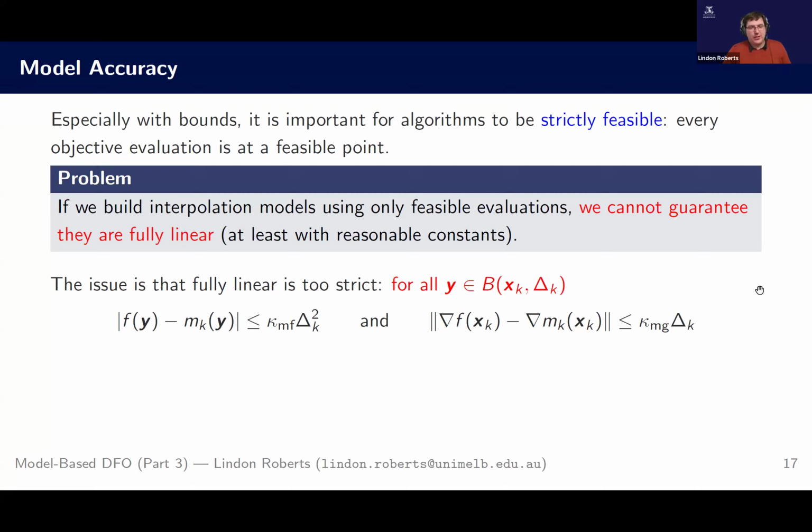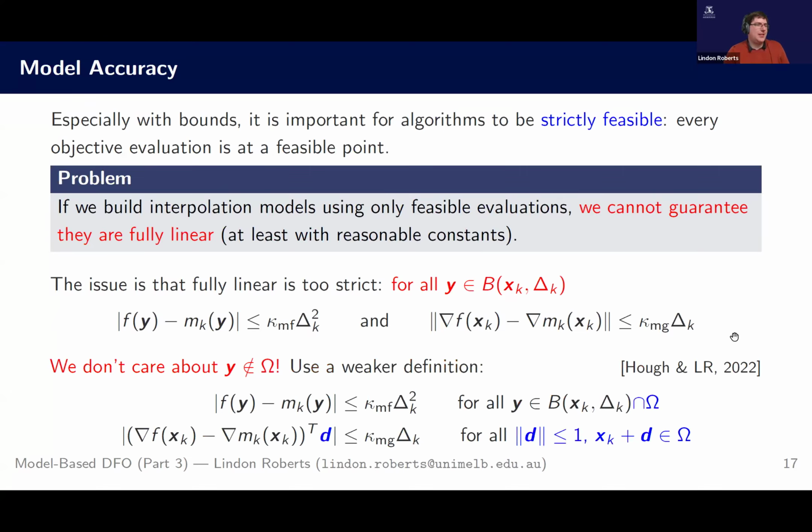However, if we're asking for a strictly feasible model, we don't actually care what happens to all the points inside the trust region. We only care what happens to the feasible points inside the trust region. So we can change our definition to something that's easier to satisfy. This is something that I did a few years ago, where we modify our definition of fully linear to say instead of it being for all y, it's for all feasible y. And instead of the norm of our gradients being close, we care about how our gradient difference works when we take the inner product with essentially a feasible search direction. So we've got a slightly weaker definition of fully linear.